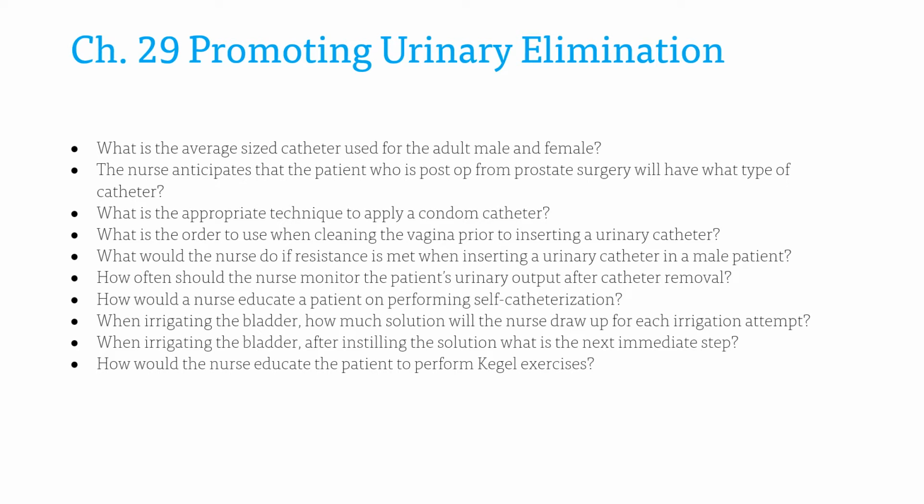Page 573. When irrigating the bladder, how much solution will the nurse draw up for each irrigation attempt? We can find that information within skill 29.5, performing intermittent bladder irrigation and installation, and we're going to look at number 17. Draw up 30 to 40 mL of solution into the syringe while maintaining sterility.